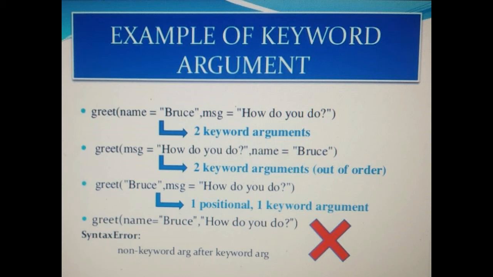But look at the fourth one. Here we have used the argument name equals Bruce, but we have left out the keyword msg. We have written directly how do you do after giving the comma. It will not work because non-keyword arguments cannot be used after a keyword argument. Meaning the keyword arguments are named arguments with assigned values being passed in the function's call statement.